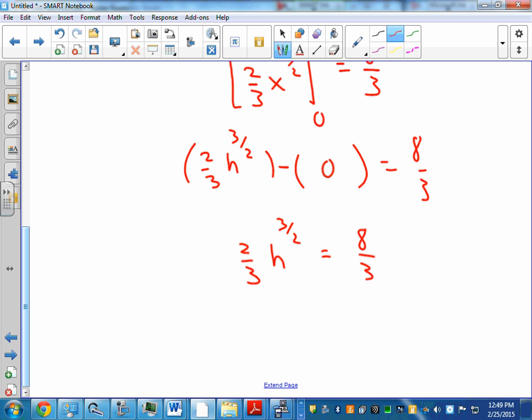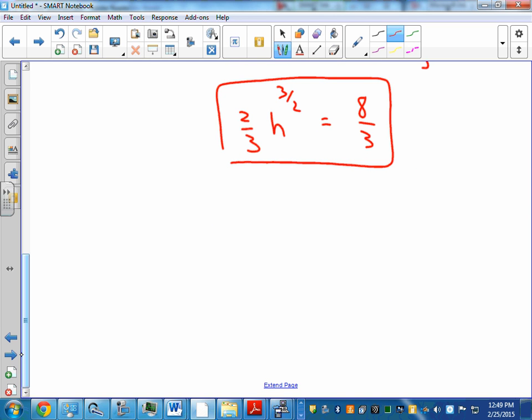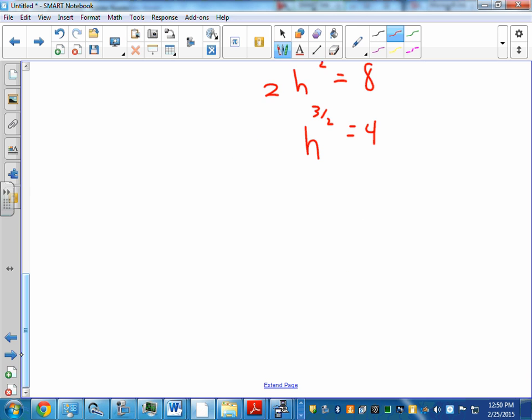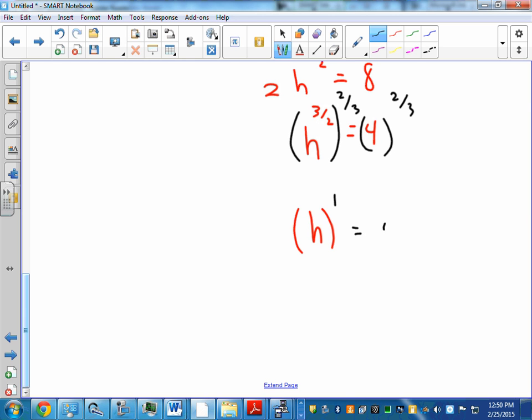And now this is an algebra equation that we should be able to solve pretty easily. We do have to solve it, we have to get h equals. So multiply both sides by 3, and we have 2h to the 3/2 is equal to 8. Divide both sides by 2, so h to the 3/2 is 4. And then treat this as a power equation. Raise both sides to the 2/3 power. So that gives us h to the 1 is 4 to the 2/3.